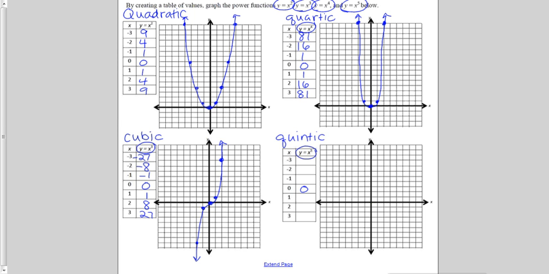The quintic starts out very similar. 0 to the 5th is 0. 1 to the 5th is 1. -1 to the 5th is -1. And it looks like it's going to be starting just like our cubic did. But when we get to 2, 2 to the 5th is 32. So these points aren't going to fit on our graph. 3 to the 5th is 243. So this thing's shooting way up in the air and way down.